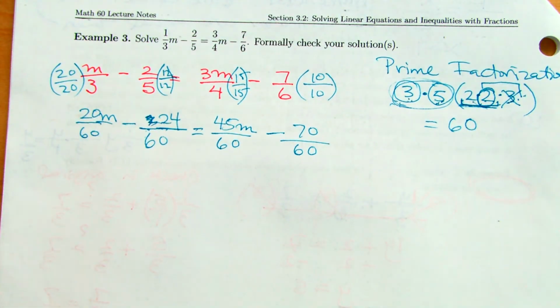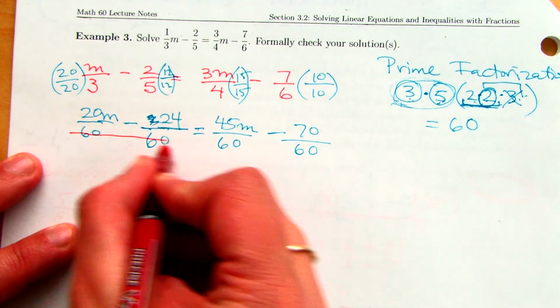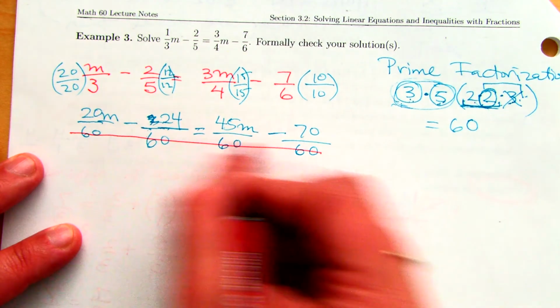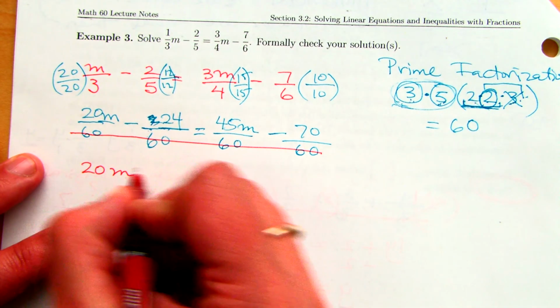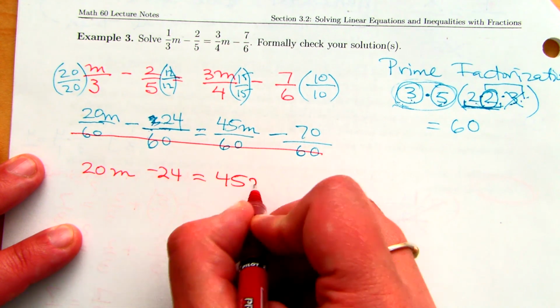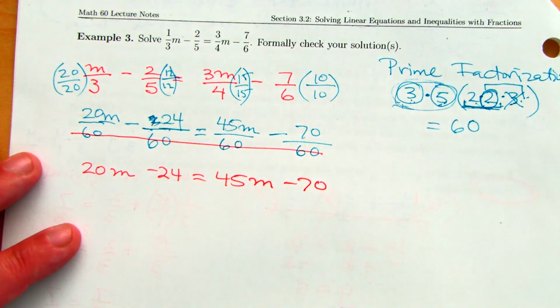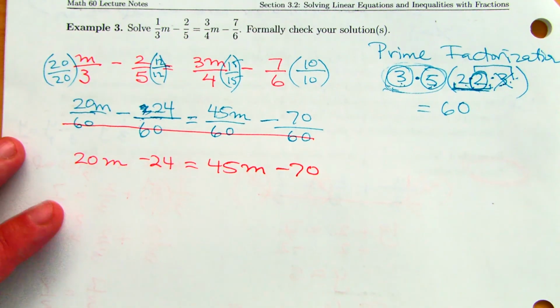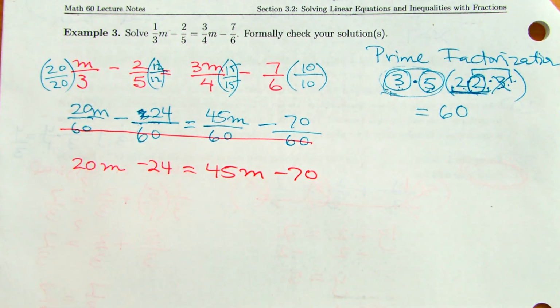Now, what's the equation that you're going to solve? Now that they all have a denominator of 60, what equation do we have left if we get rid of the denominator? If the denominator is all the same, that means the numerator is equal. 20m minus 24 equals 45m minus 70. So that's just the clearing fractions portion. Go ahead and solve and check the rest, and I'll come around to see if we have questions.